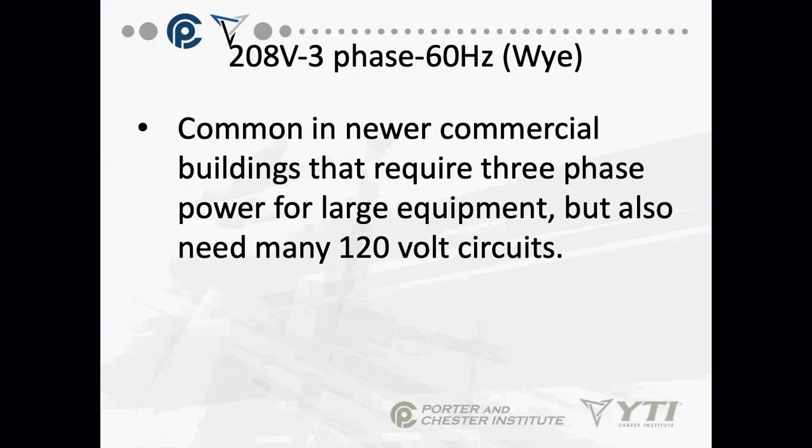208 volt is common in newer commercial buildings, specifically buildings that require power for large equipment but also need a lot of 120 volt circuits. In other words, an office building: we want the ability to run our elevators and our air conditioning, all the air handlers and everything off of three-phase power because of the efficiencies of three-phase, but we also need a lot of outlets.